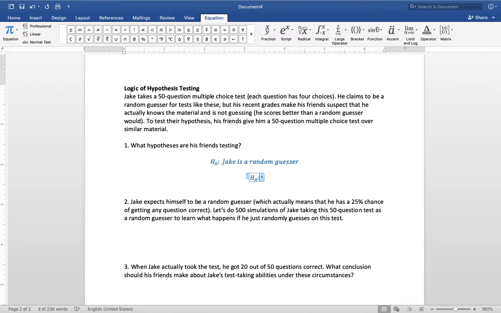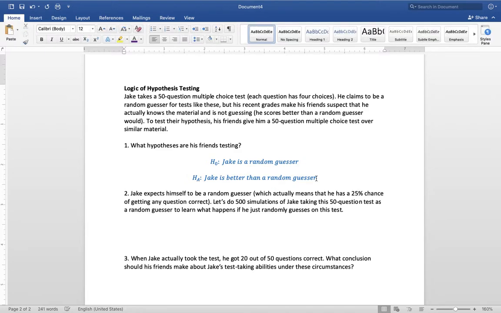What is the alternative hypothesis? In other words, what's their alternative explanation if Jake is not a random guesser? Well, according to what they think, if Jake is not a random guesser, then Jake is better than a random guesser. They could have said Jake is worse, but they think he scores better than a random guesser normally would. So that's the null hypothesis, and that is the alternative. There are null hypotheses and alternative hypotheses. So let's keep going here for a second. We're going to try to test these and figure out what's going on here.